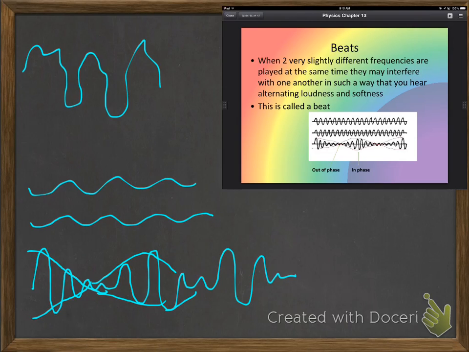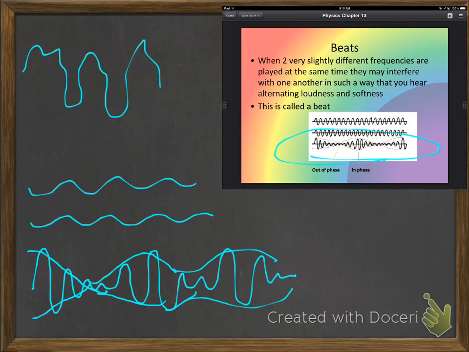Remember that amplitude is most closely related to loudness. So you get increasing and decreasing loudness. And because of the constructive and destructive interference patterns, and this is shown in your notes, it creates this changing amplitude. So the sound goes and comes and goes. And it's maddening to a lot of people.